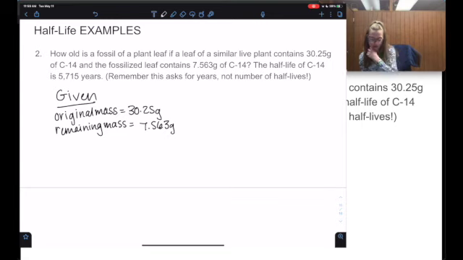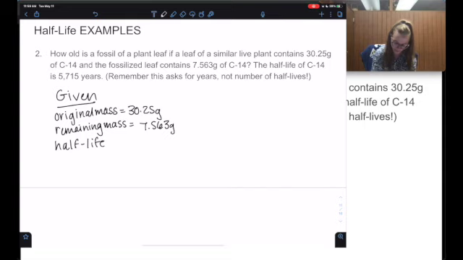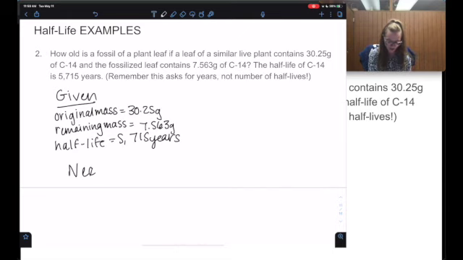And then it reminds us that the half-life of C14 is 5,715 years. And then we want to know what we need. Well, what we need is how old is that? So we want to know the amount of time that has passed. How old is this fossil?